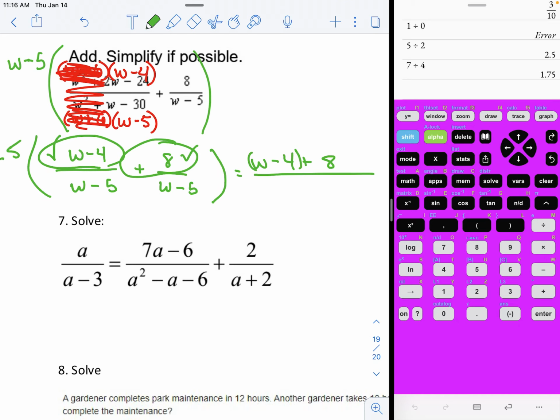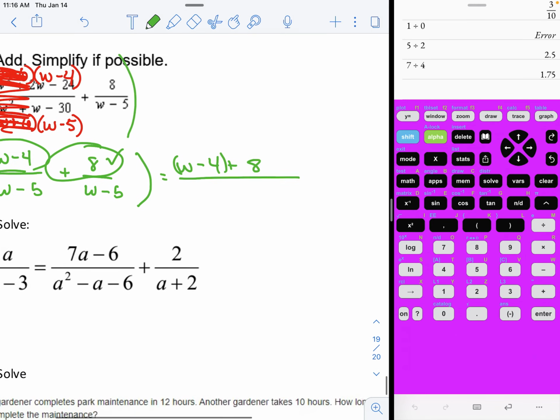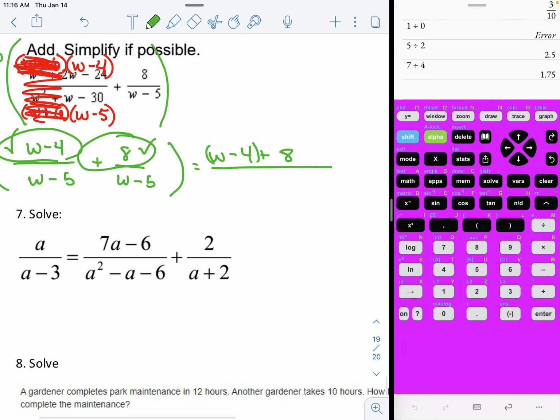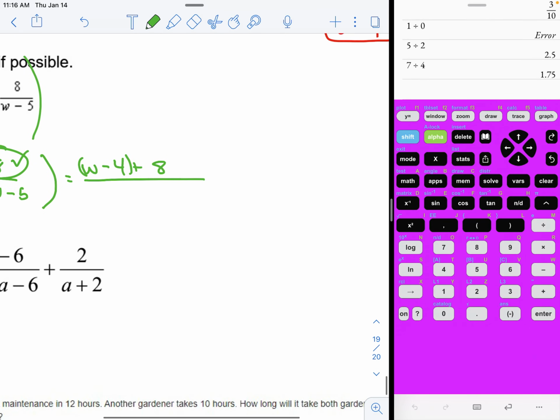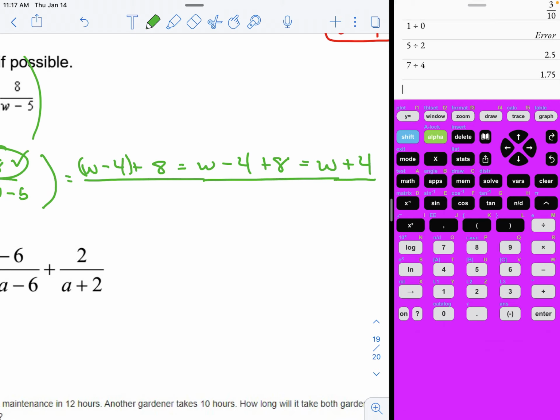So W plus 4 was a bubble, it gets a check mark. 8 was a bubble, it had a check mark, so I don't bring anything over. I'll just lose the parentheses. The parentheses don't need anything distributed, so I can lose the parentheses and combine my like terms. The common denominator is W minus 5. Nothing factors, nothing cancels. That is our final answer.